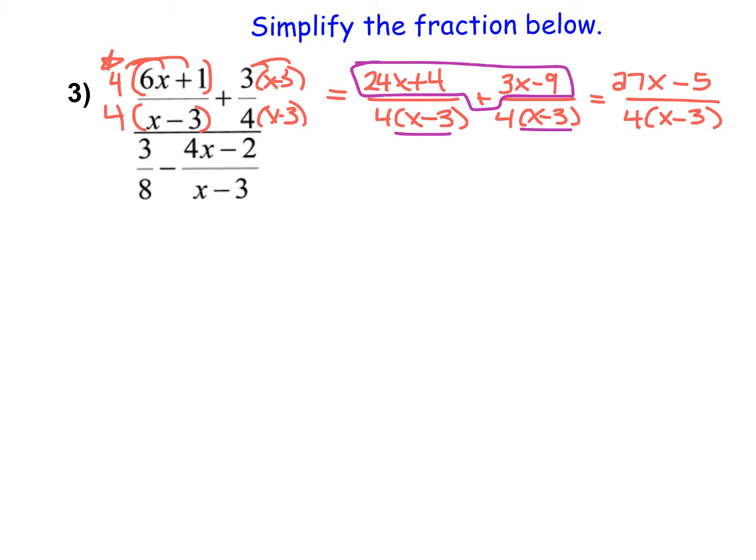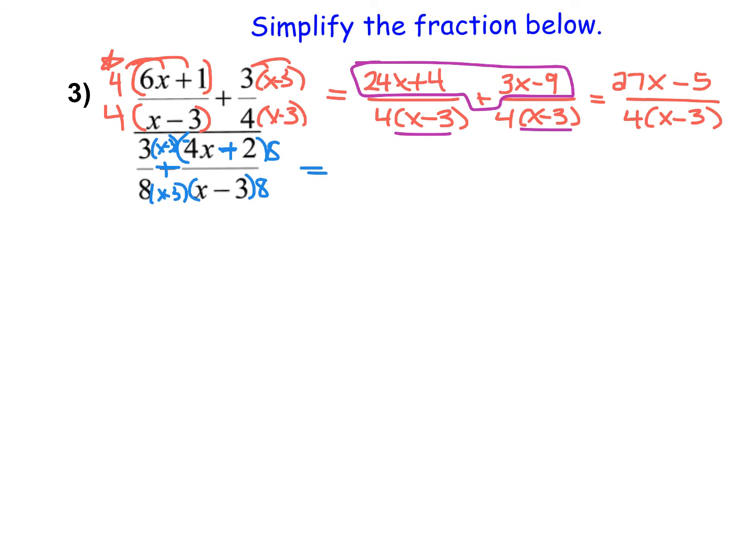So now if I look in my denominator, I'm going to go through the same exact process. So I'm going to multiply this 3 by x minus 3 and the 8 by x minus 3. Then I notice that this is subtraction, so I'm actually going to change every number in the numerator of the second fraction by multiplying it by a negative 1, so I can turn this into addition. So that becomes a negative 4x and a positive 2. And then I'm going to multiply both of those by 8, so I get the denominator of the other fraction.